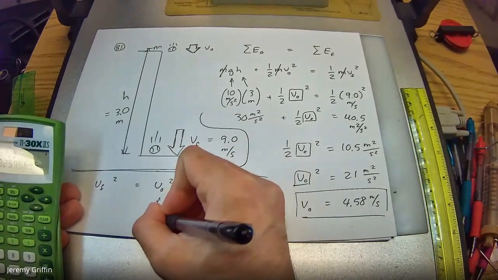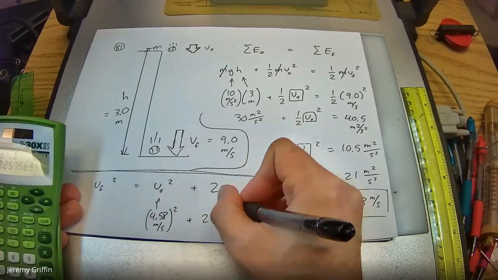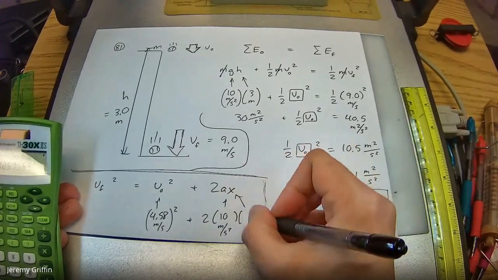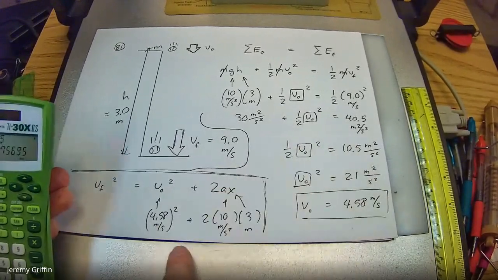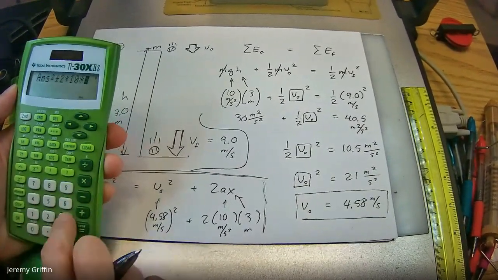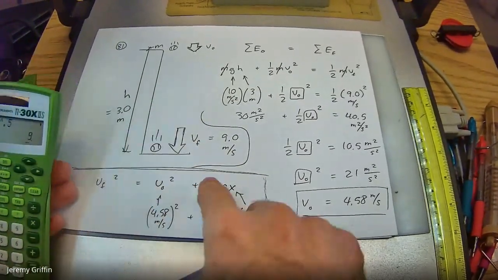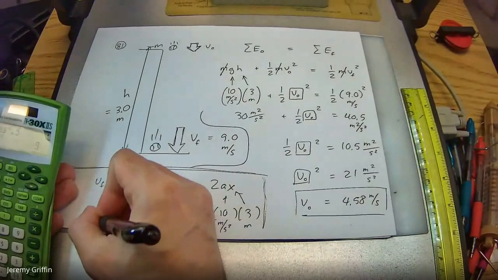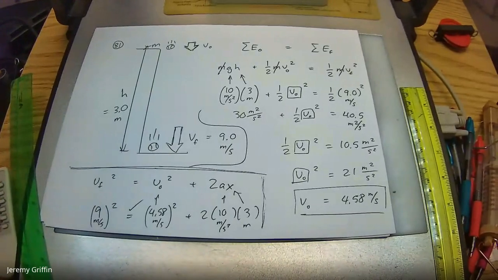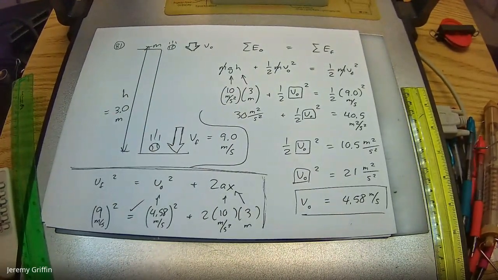So this would be 4.58 meters per second. I square that. Plus 2 times 10 meters per second squared is the rate it's picking up speed. And it does that over a height change of 3 meters. Okay. I wonder what all this is equal to. So 4.58 squared plus 2 by 10 by 3. That is exactly 81. And when you take the square root of that, you get 9, which is the final speed. So 9 meters per second does equal that. Check. And we're good. You guys good?